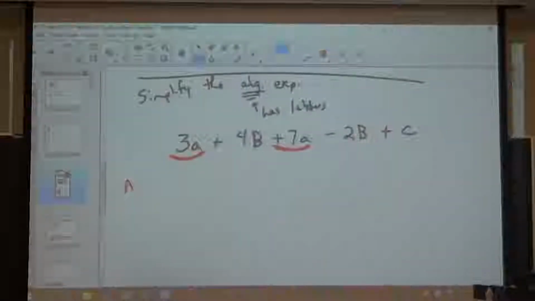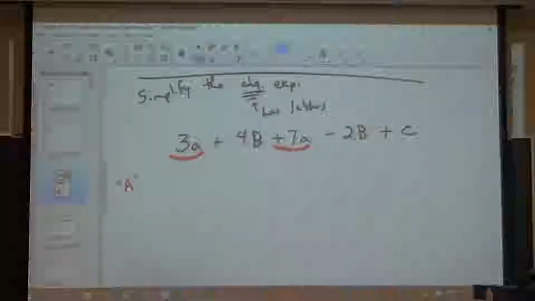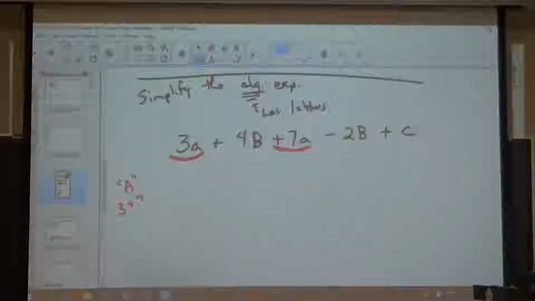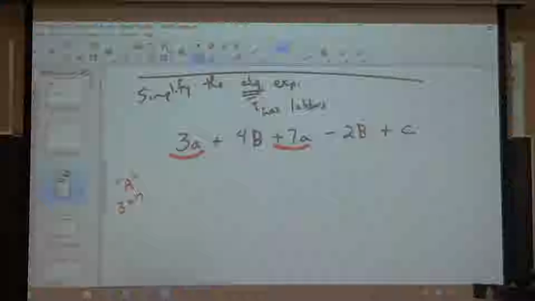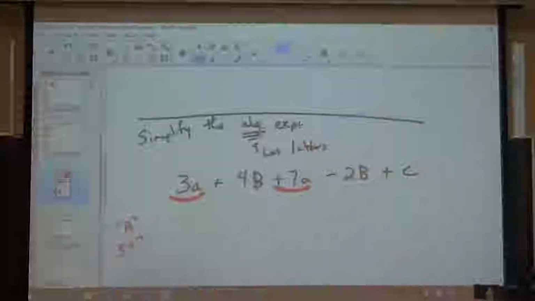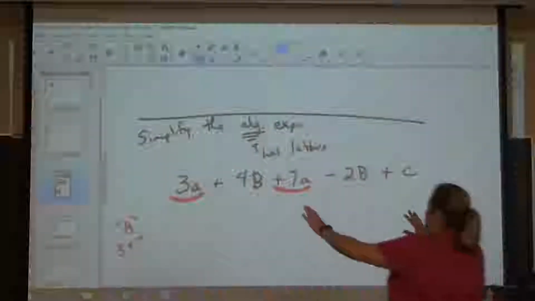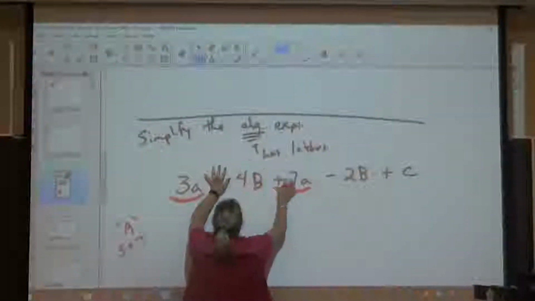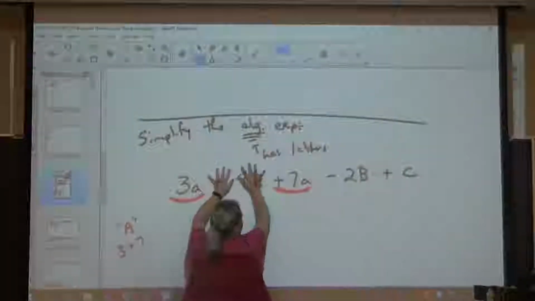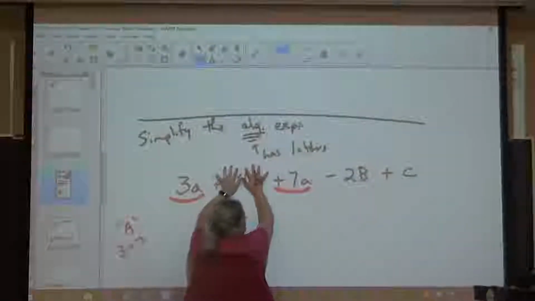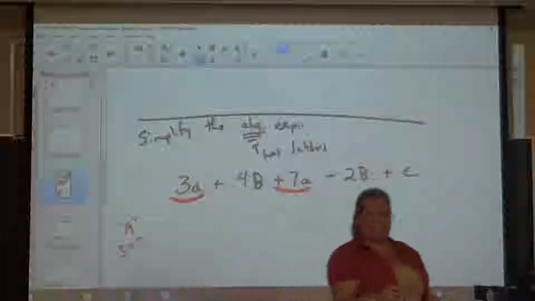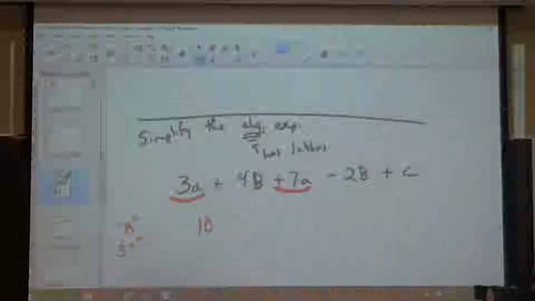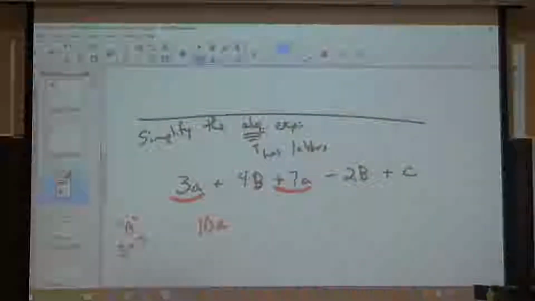So when I put my apples together, it's going to be 3 apples plus 7 apples. Let me pull it down so you can see it better. If I cover this up, see how it's 3 plus 7? 3 plus 7 is going to give me how many apples? 10. So I'm going to have 10 apples.